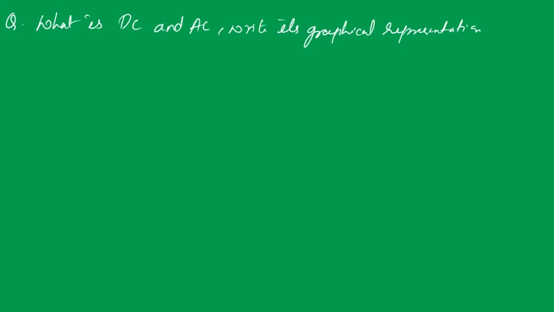So the next important question is what is DC and AC? DC and AC are nothing but direct current and alternating current, and we are supposed to represent their graphical representation. So let us figure out the difference between these two currents. So let me answer this question.